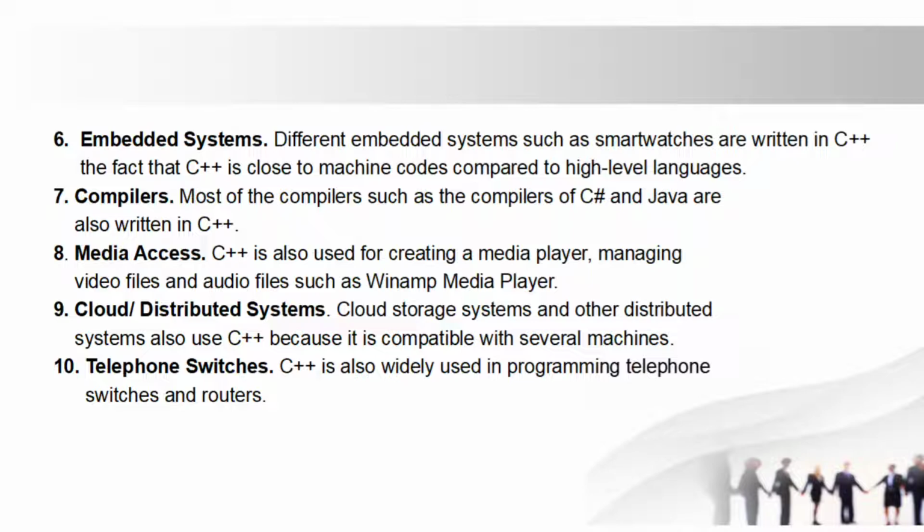Number 7, compilers. Most of the compilers, such as the compilers of C and Java, are also written in C++. Number 8, media access. C++ is also used for creating media players and managing video files and audio files such as Winamp Media Player. Number 9, cloud or distributed systems. Cloud storage systems and other distributed systems also use C++ because it is compatible with several machines. Number 10, telephone switches. C++ is also widely used in programming telephone switches and routers.